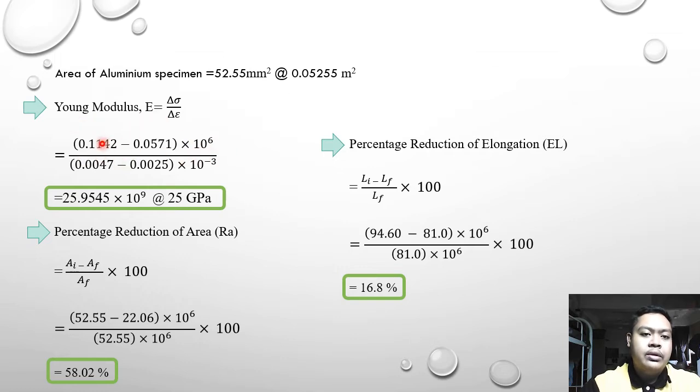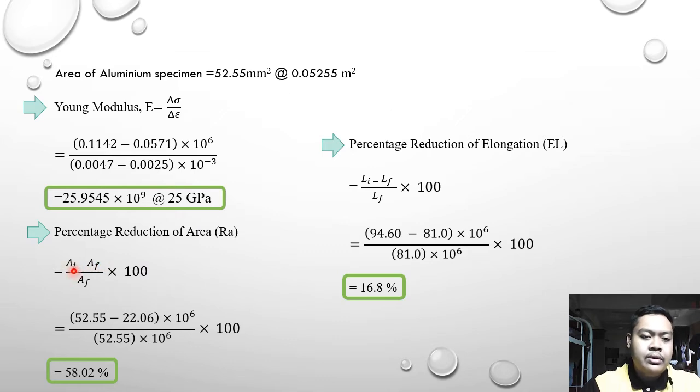Okay, this is the value that we insert from the table that I explained before into the Young modulus formula, and then we get the answer, which is 25 gigapascal. Okay, the second is percentage reduction of area. Okay, we use this equation to get the percentage reduction of area.